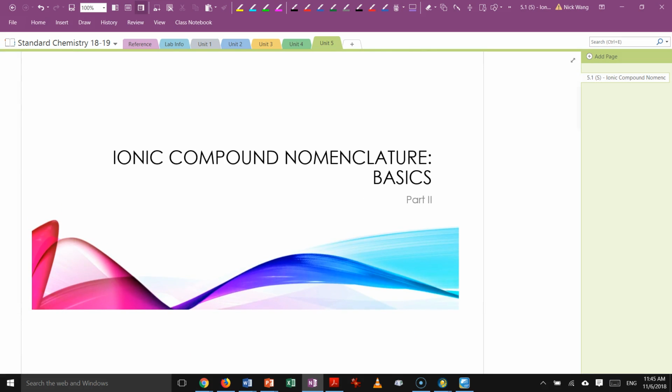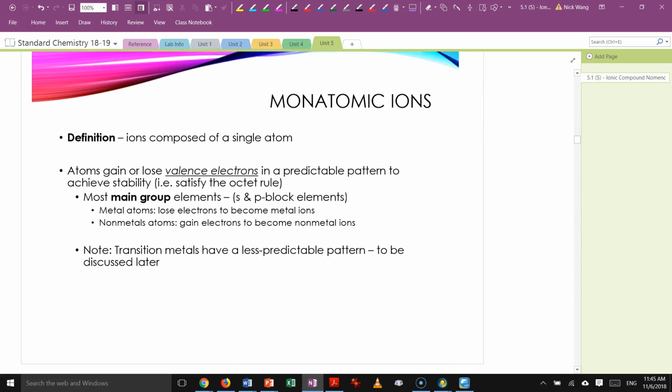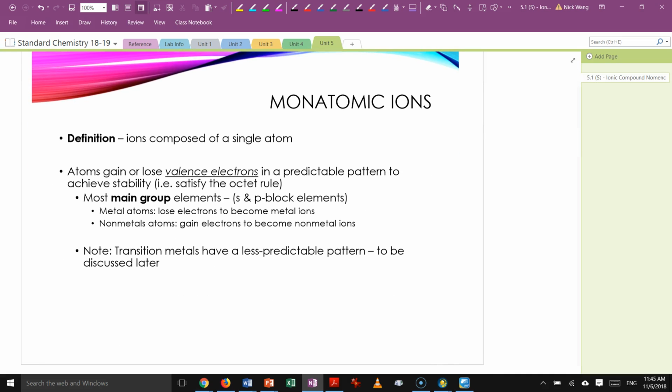All right. Let's talk about our first major category of compounds that we want to discuss. And this will be ionic compounds. So let's talk about ionic compound nomenclature to start. Let's define what monatomic ions are. Monatomic. These are ions, as you can imagine with the word ions, that are composed of a single atom. That should make sense because mon, in this case, is short for mono. Mono meaning one, and then atomic referring to atom. So single atom ions, monatomic ions.